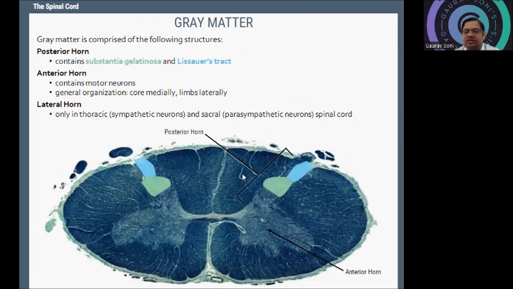So you can see this is the posterior horn, which contains the substantia gelatinosa and Lissauer's tract. This is the anterior horn, which basically contains the motor part, or motor neurons. The lateral part is on the lateral side, especially in two places only, the thoracic and sacral. So in the thoracic it is for sympathetic neurons and in the sacral it is for parasympathetic neurons.